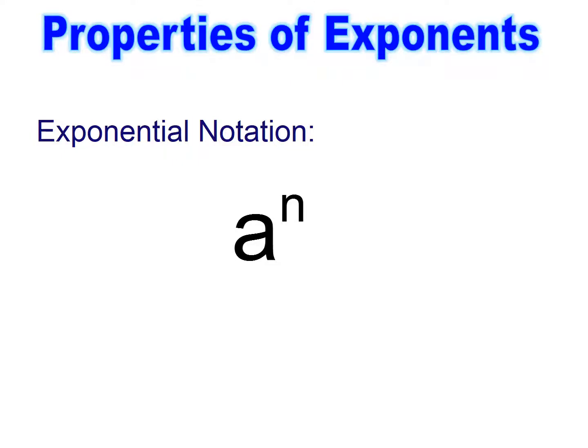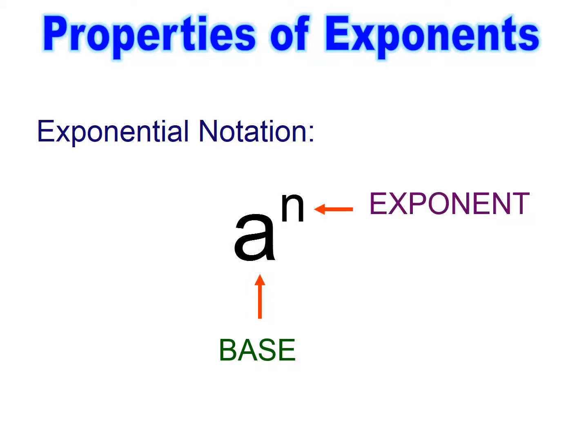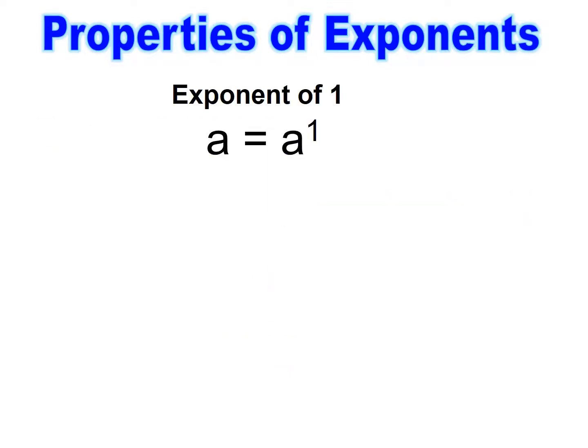Working with properties of exponents. As a review, the bottom part is called the base, and the exponent is what the base is raised to. And what it states is how many times that base is being multiplied to itself. Now, when we have properties of exponents, we're going to be working with a couple different things.